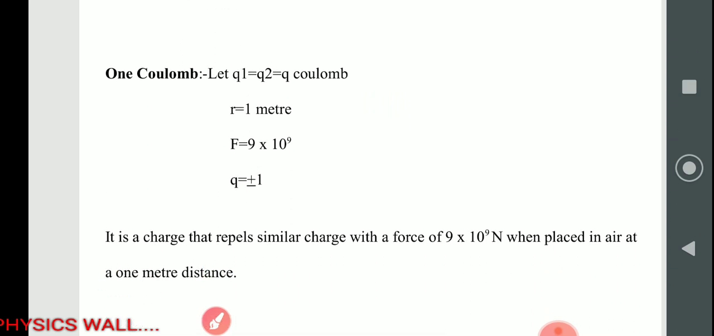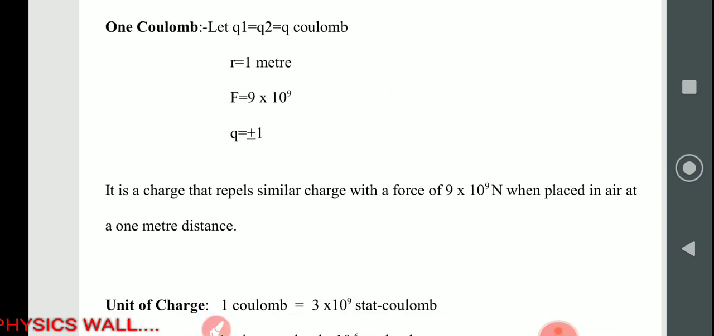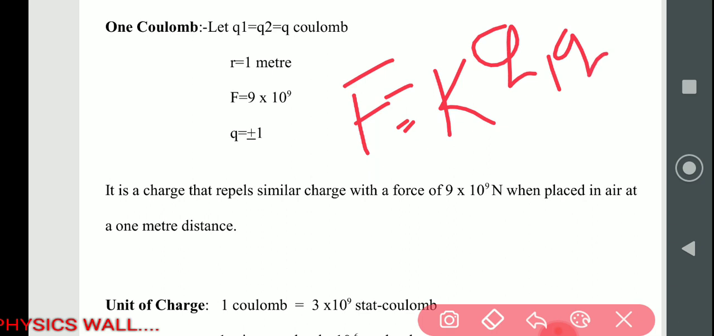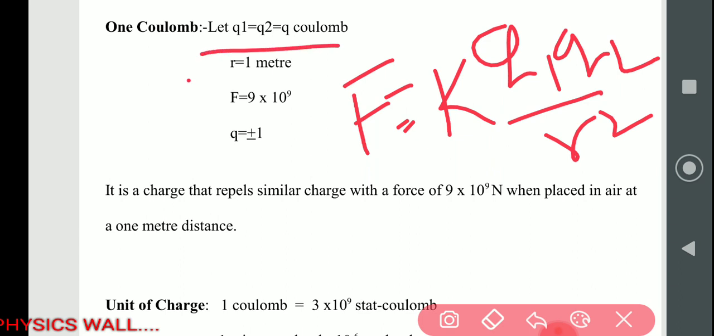Now, our next topic is 1 coulomb. So, what is 1 coulomb? According to Coulomb's law, we know that the formula of force is given by F is equal to k Q1 Q2 by R square. In this formula, if we write Q1 is equal to Q2 is equal to Q, the distance is 1, force is 9 into 10 power 9, then we get the value of Q is equal to plus minus 1.